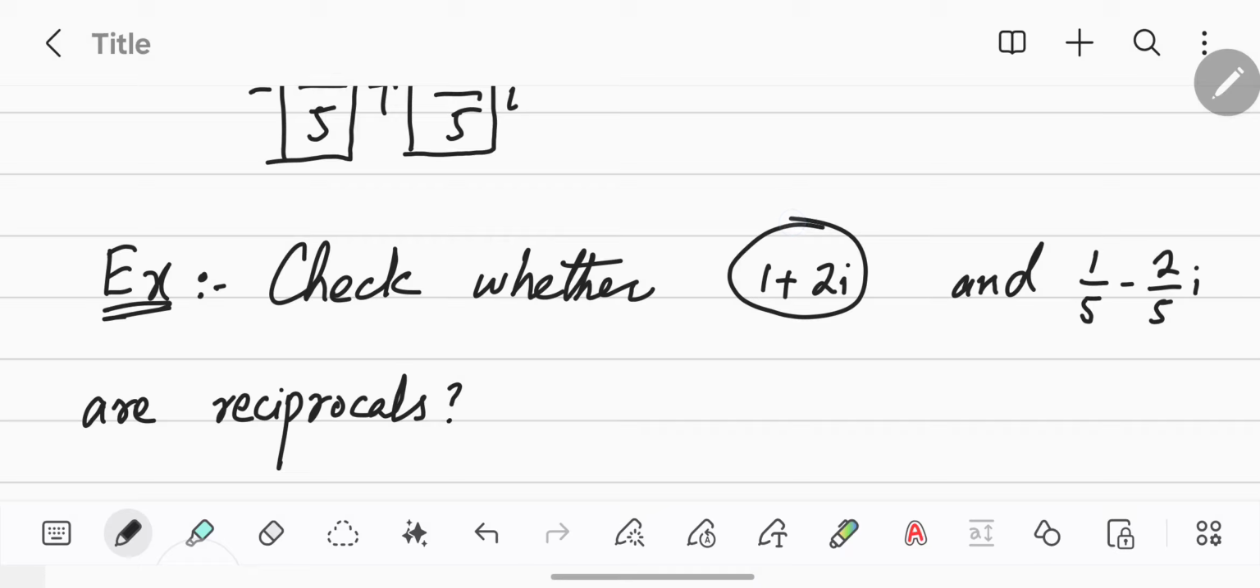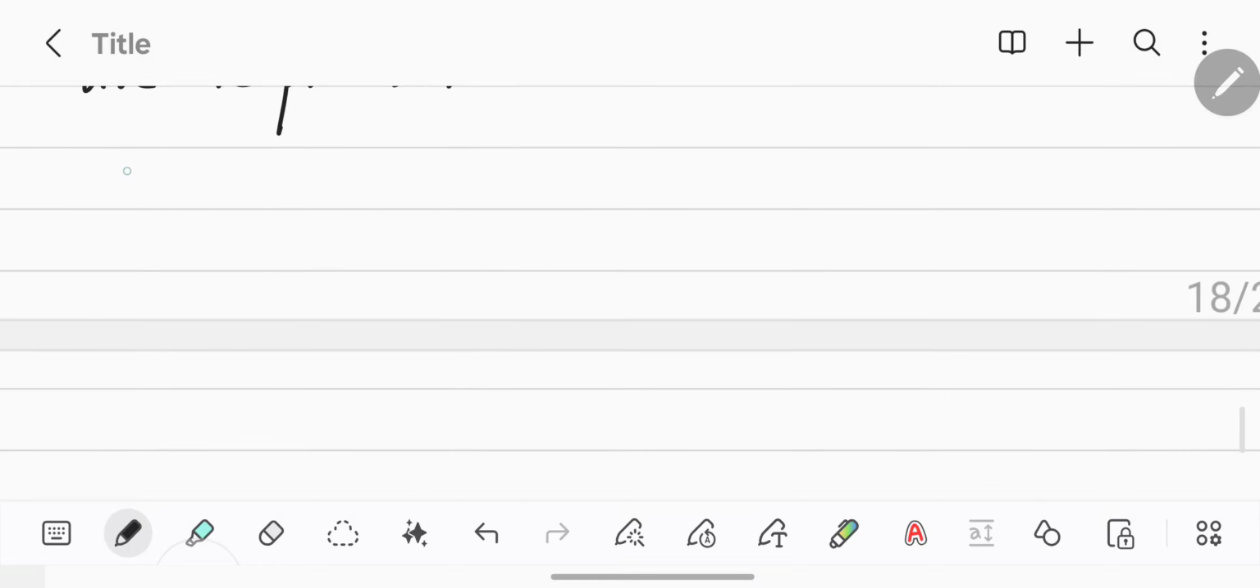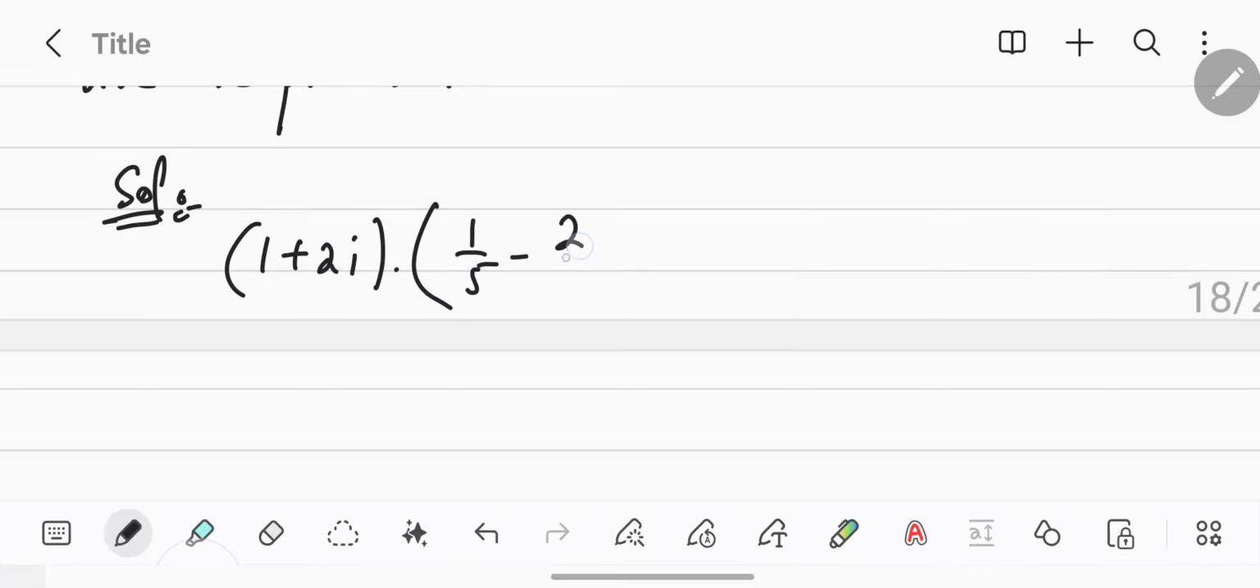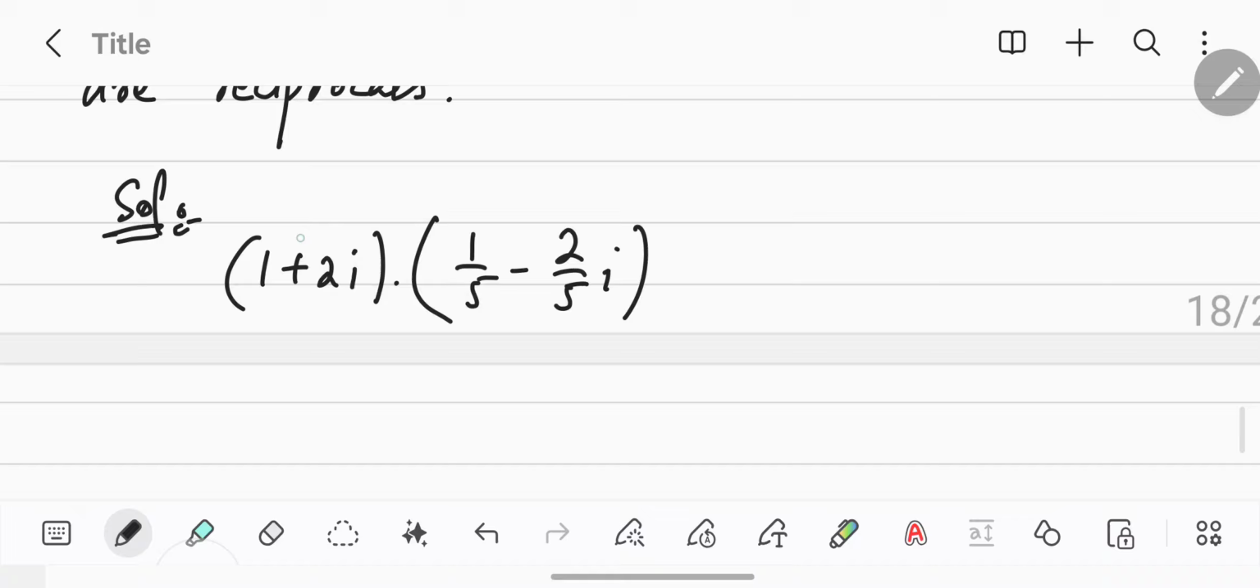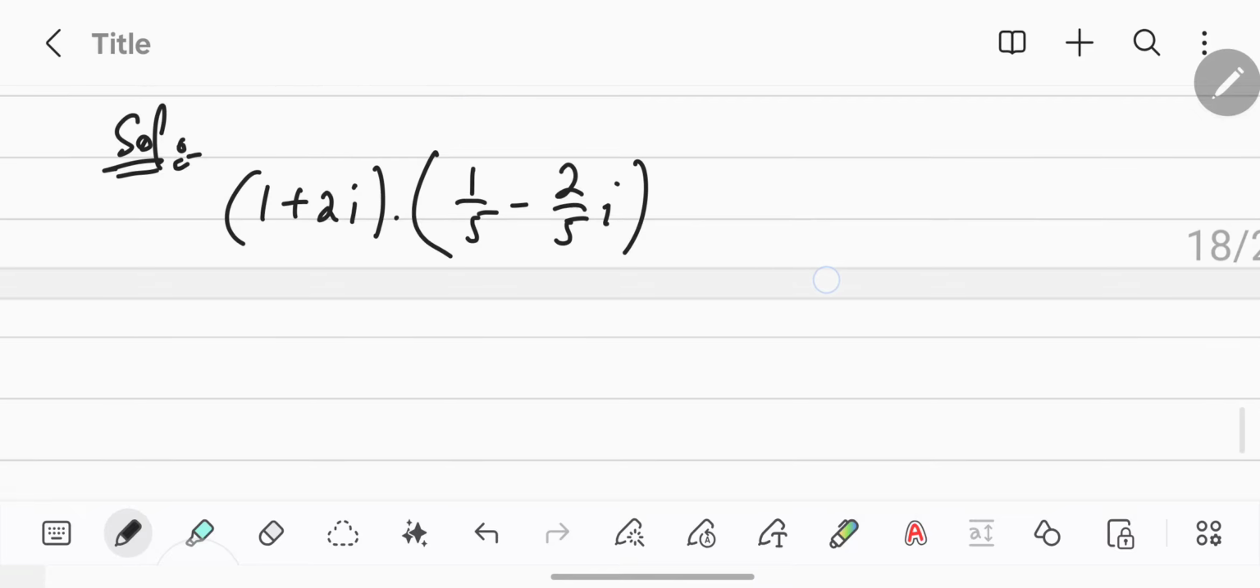So if I have to check whether this number is a reciprocal of this number, so what will I do? I will just show that the product of this number with this number is 1. Okay, here is the proof. So consider 1 plus 2 iota times 1 by 5 minus 2 by 5 iota. Okay, so I will multiply these numbers, and if I get 1, that means both are reciprocal. If I don't get 1, that means both are not reciprocals.